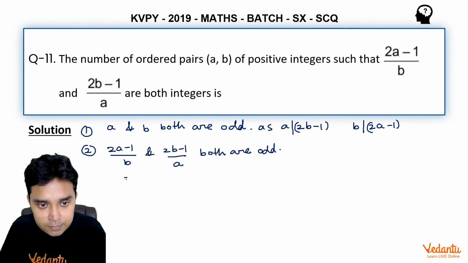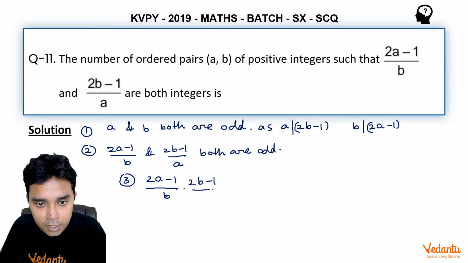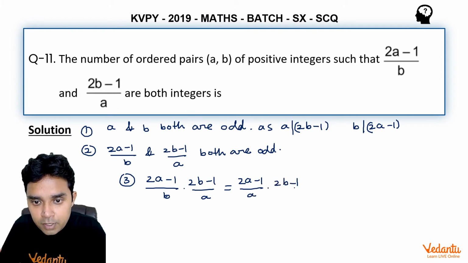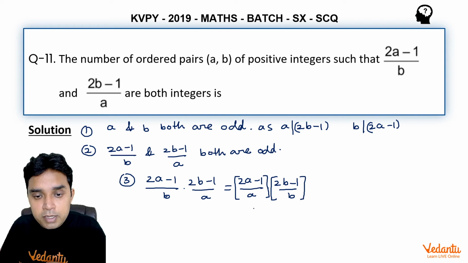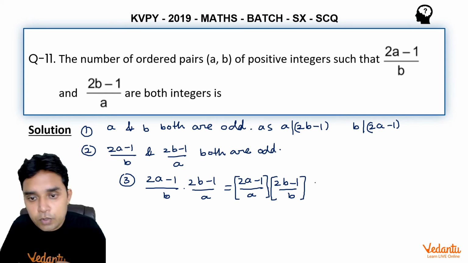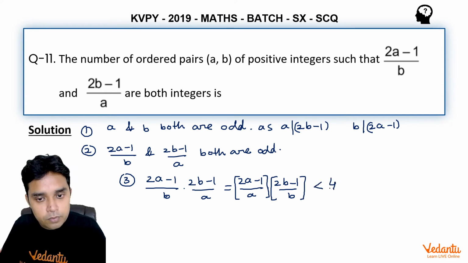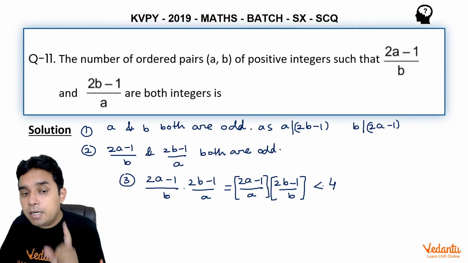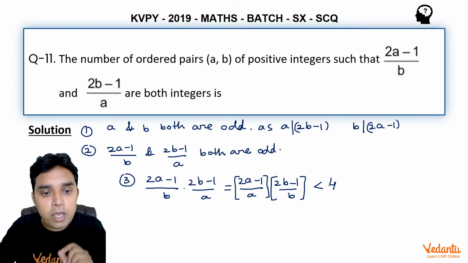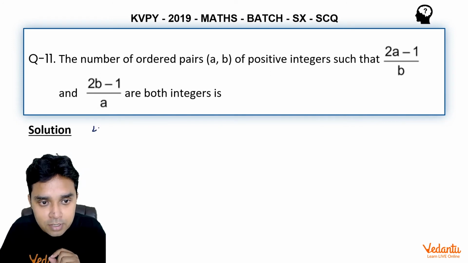Now number 3, that is very important now, that if I multiply (2a minus 1) upon b with (2b minus 1) upon a, we can write this as (2a minus 1) upon a into (2b minus 1) upon b. Now both these quantities, (2a minus 1) upon a and (2b minus 1) upon b, they both are less than 2. So this product has to be less than 4. Okay, so this is third important thing. Now based on this, I am going to solve this question on the next slide.